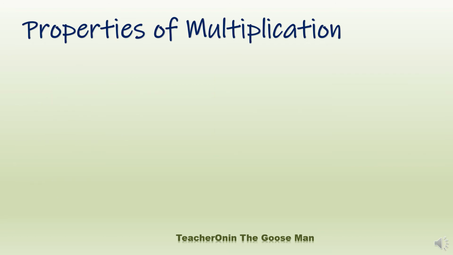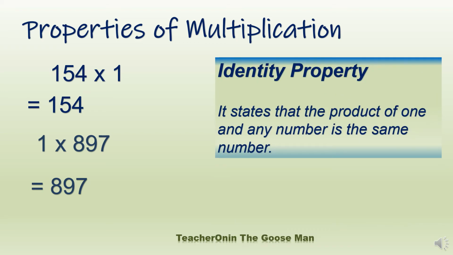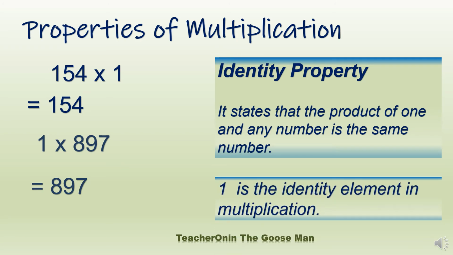Okay, give me the product of these numbers. 154. Correct. What about this number? 1 times 897. The product is 897. Observe in these two examples, the common factor is 1. So whenever we multiply any number to 1, the product is always that number. We call this property identity property. Again, it states that the product of 1 and any number is the same number. Take note that 1 is the identity element in multiplication.